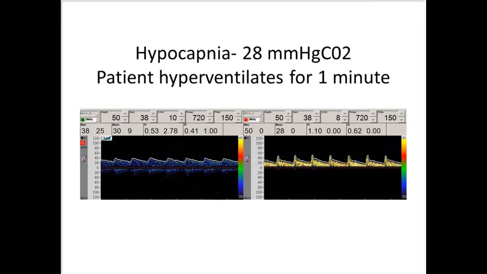And then we had him hyperventilate for 1 minute, and his end-tidal CO2 went to 28. We can see that the microcirculation on both sides vasoconstricted, as reflected in decreased velocities in the bilateral MCA.